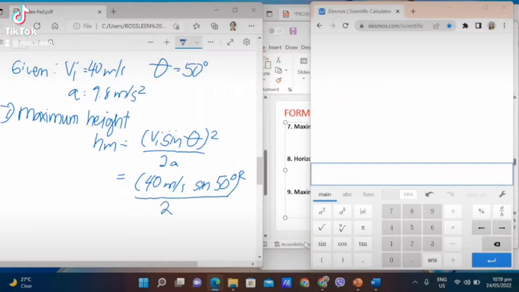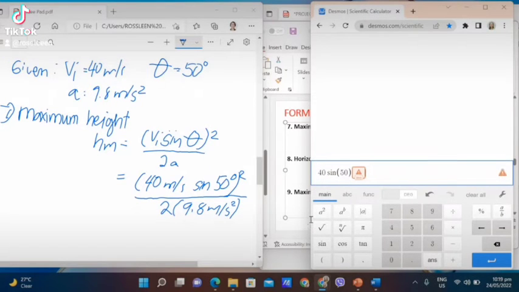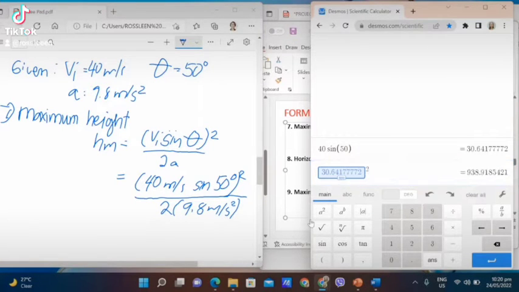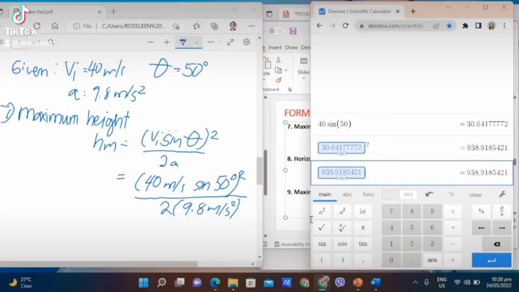Now for the maximum height, we have the formula hm equals (Vi sine theta) squared over 2a. Substituting the data into the formula, we have (40 m/s sine 50) squared. You have to execute first the operation inside the parentheses before doing the square, and then divide this by 2 multiplied by 9.8 m/s squared.